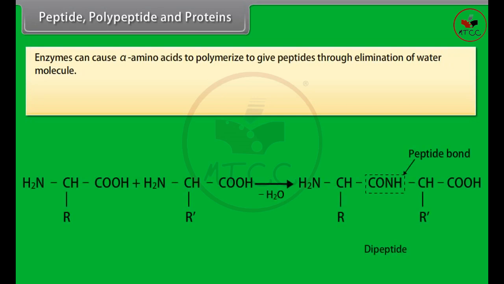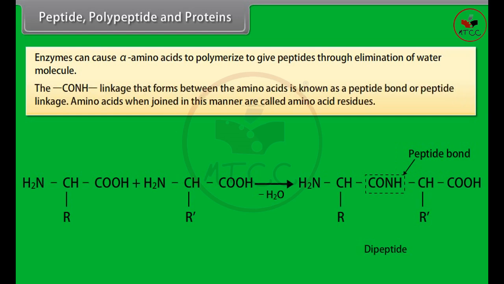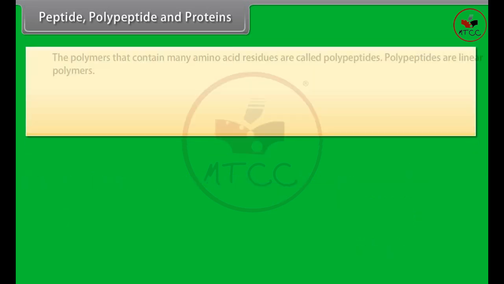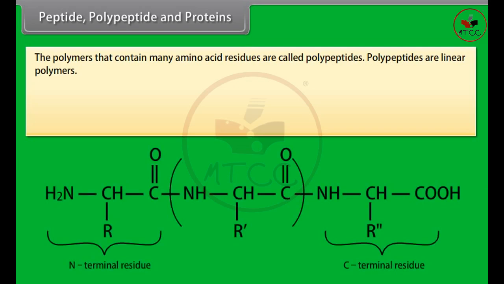Enzymes can cause alpha amino acids to polymerize to give peptides through elimination of water molecule. The CONH linkage that forms between the amino acids is known as a peptide bond or peptide linkage. Amino acids, when joined in this manner, are called amino acid residues. The polymers that contain many amino acid residues are called polypeptides.